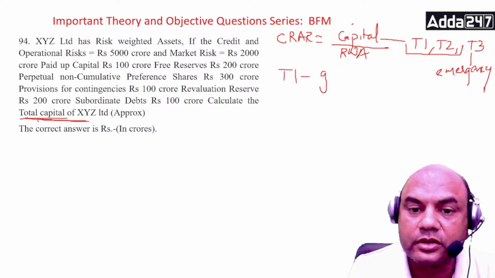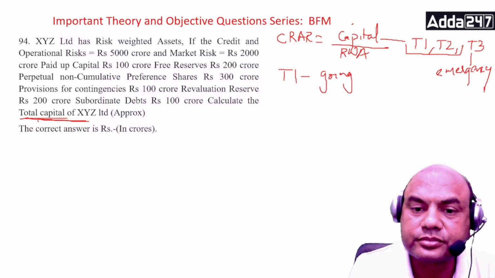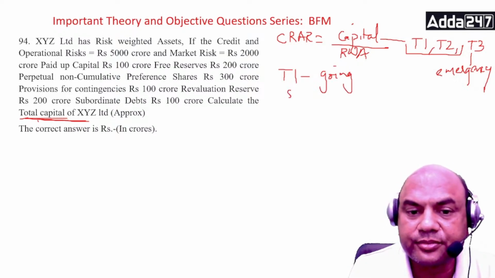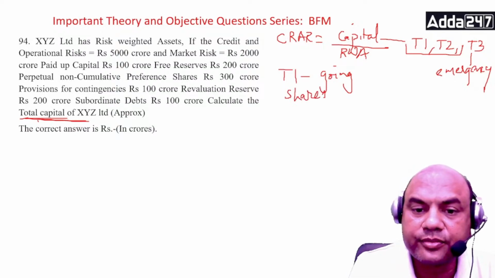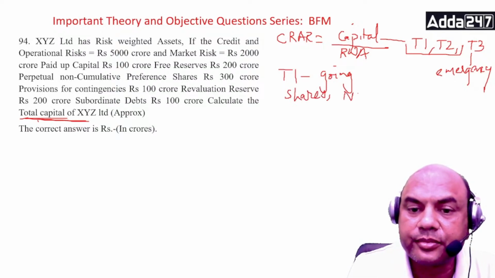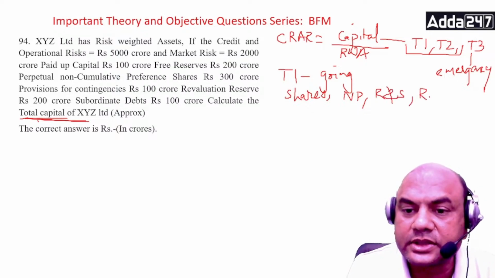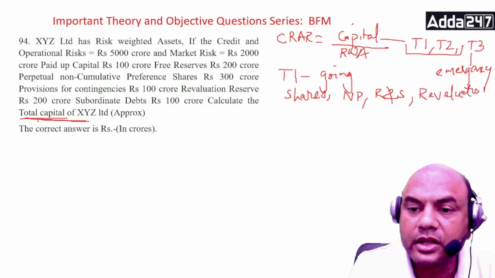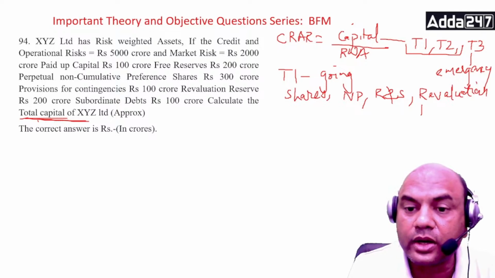T1 is a going concern, free capital. Here it includes 4 elements. One is shares. Second is net profit. Third is reserves and surplus, R&S. And fourth is revaluation reserves. These are the 4 elements in T1 capital.